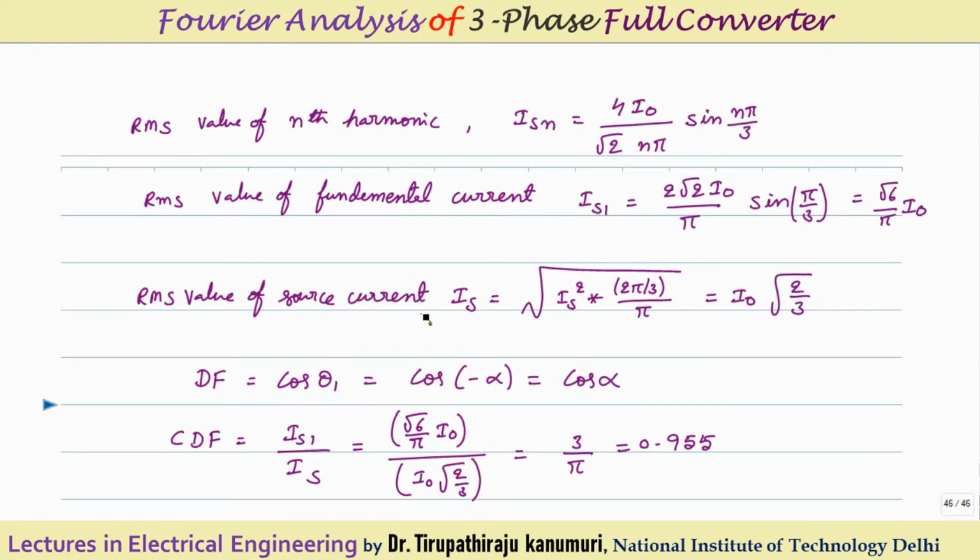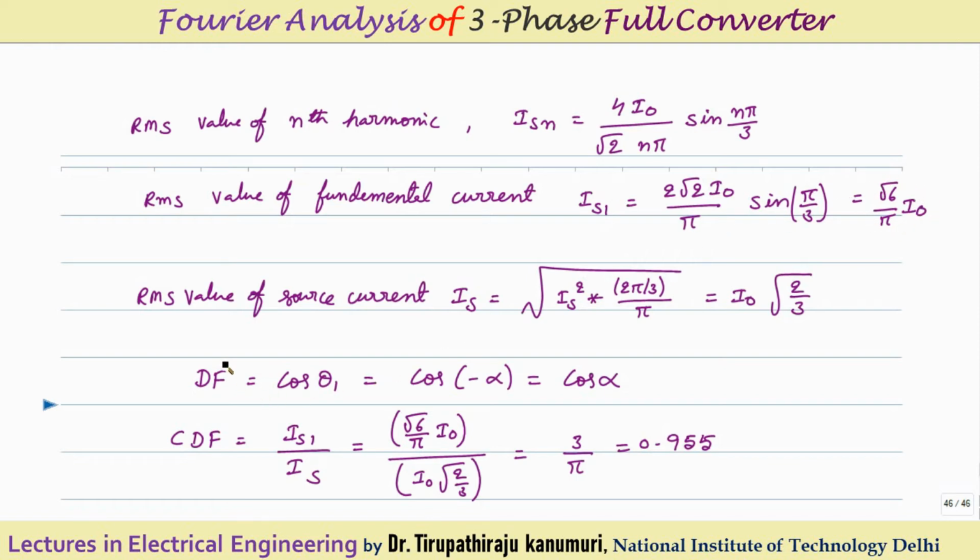So now the RMS value of the source current, because your source current is actually conducting for a duration of 120 degrees out of 180 degrees. So that's why I can write this as Is square into 2 pi by 3 divided by pi. This will become I naught into square root of 2 by 3. This is my RMS value of my source current. Out of the source current, the fundamental component Is1 is this much.